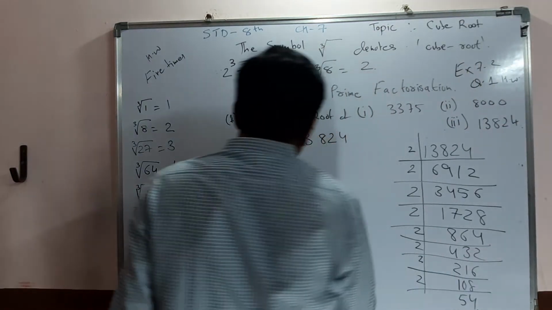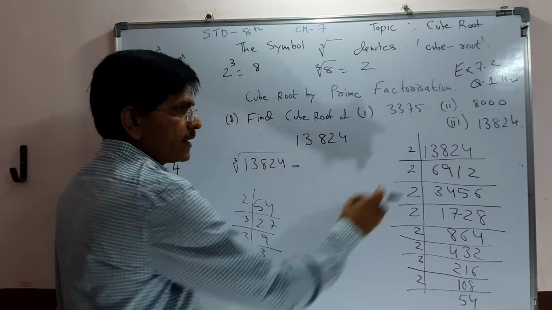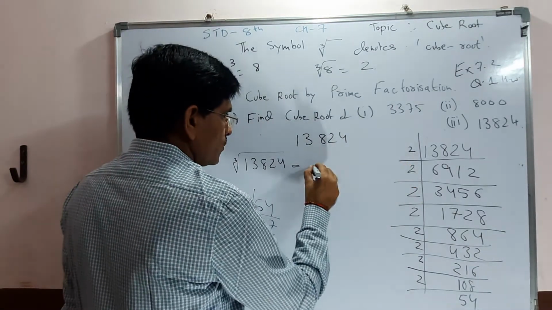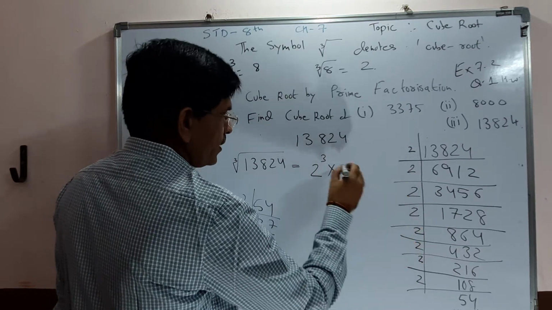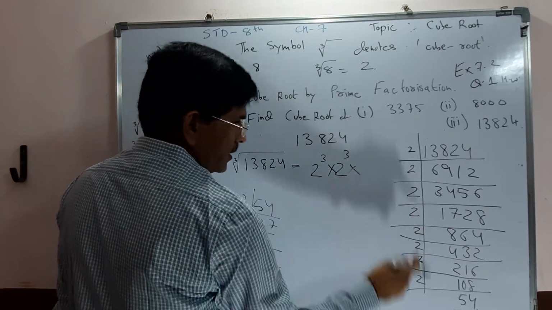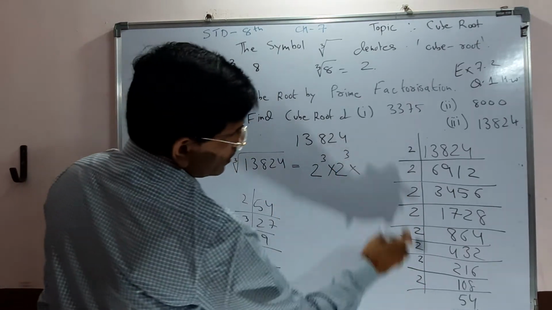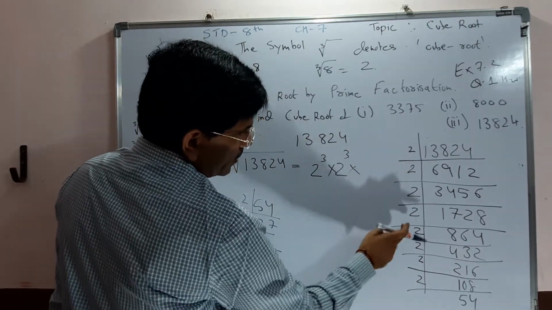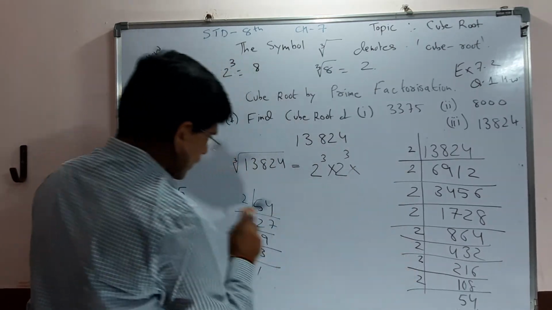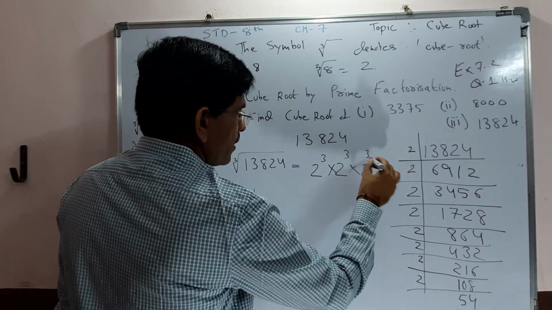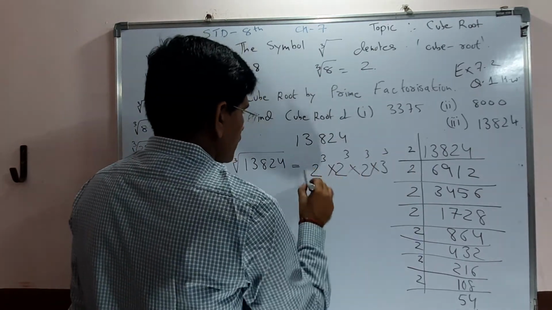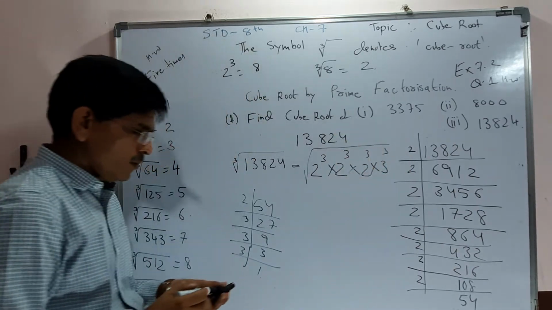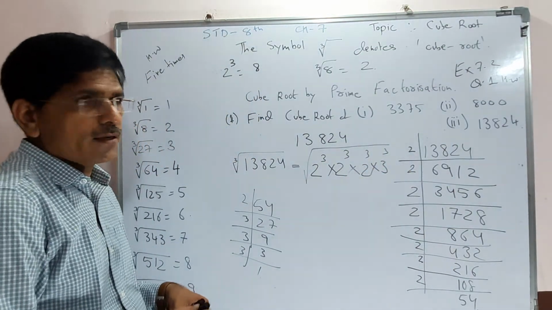So what we have to write now? That is 1, 2, 3. It is 2 to the power 3. Again 1, 2, 3, to the power 3. Again 1, 2, 3, and again to the power 3 and to the power 3. So it is called prime factor.